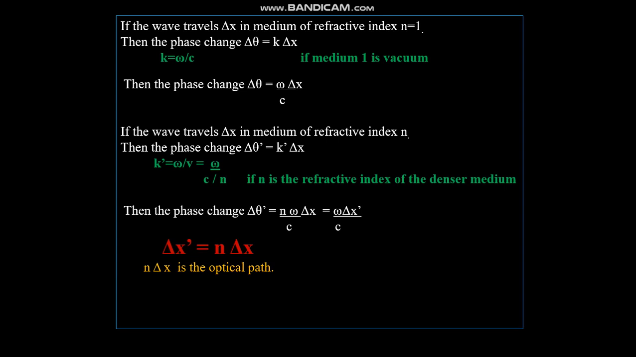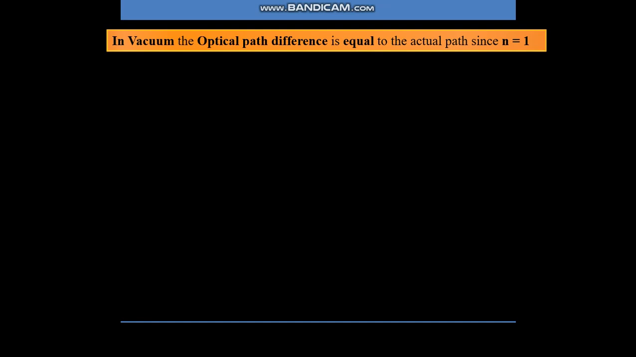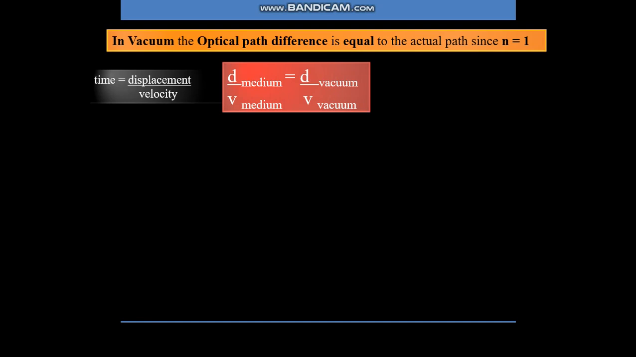Delta x into n is the optical path. It is defined as the corresponding path in vacuum for the same time. In vacuum, the optical path is equal to the actual path since n is equal to 1. We know that time is displacement upon velocity. So we can write d in the medium upon v of the medium is equal to d in the vacuum upon v in the vacuum, where d is the distance and v is the velocity.